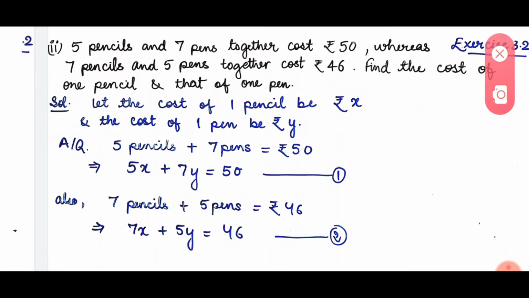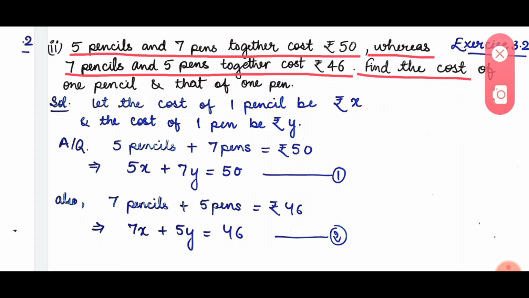Now let us see the second part of the first question, which says 5 pencils and 7 pens together cost rupees 50, whereas 7 pencils and 5 pens together cost rupees 46. Find the cost of 1 pencil and that of 1 pen. Now this is a very familiar question because we have done this type of question in the first exercise, right?